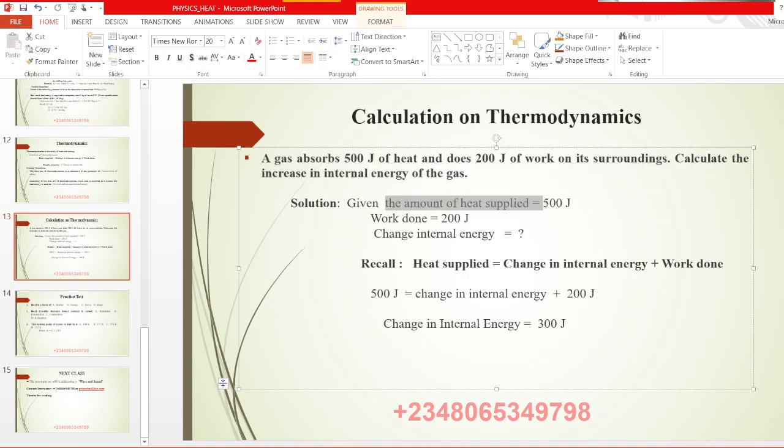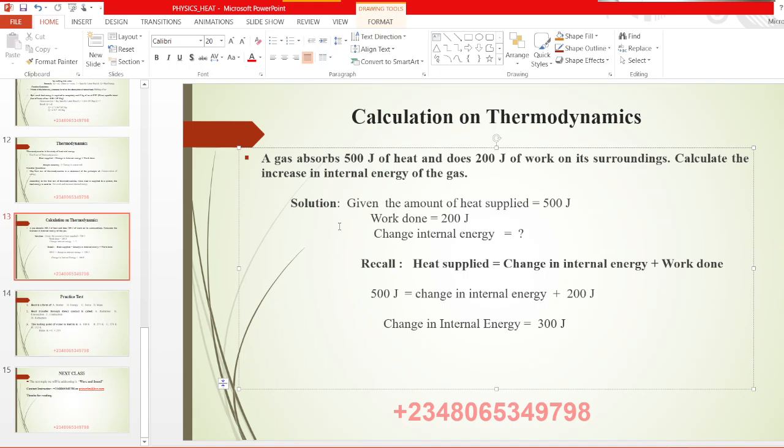So let's look at the solution. Given the amount of heat supplied is 500 joules. The work done is 200 joules. And the change in internal energy is what you are expected to calculate. Recall that heat supplied equals change in internal energy plus work done. So 500 joules equals change in internal energy plus 200 joules. Then the change in internal energy will be 300 joules, 500 minus 200 joules.